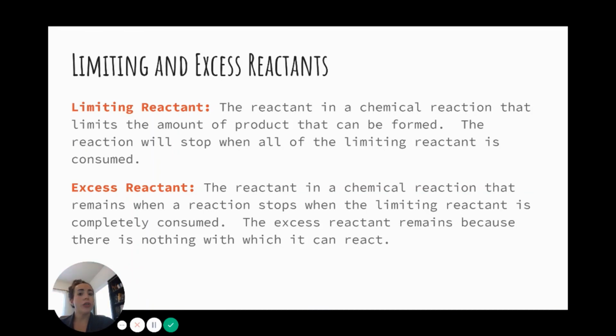So what you're going to do is take a little bit closer look at limiting and excess reactants just qualitatively, which means without calculations. You're going to be taking a closer look at what these limiting and excess reactants might be in the POGL.